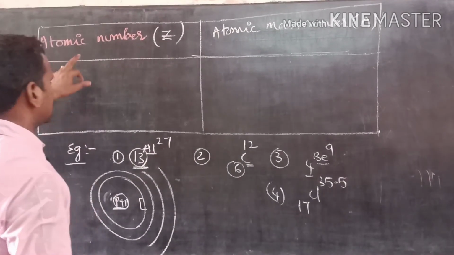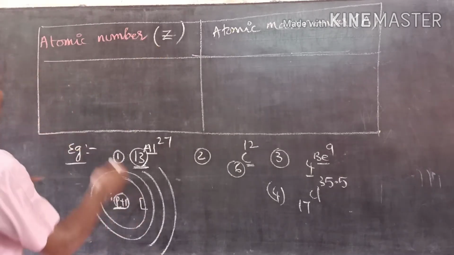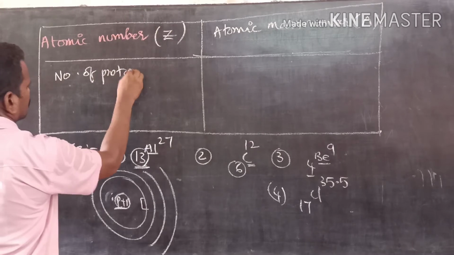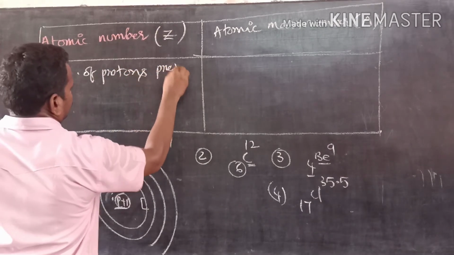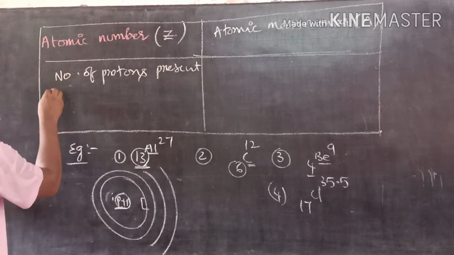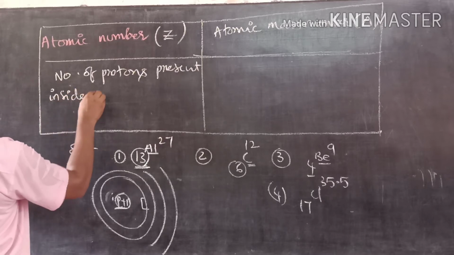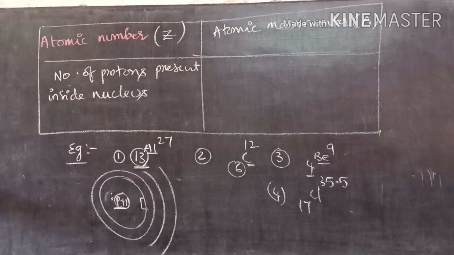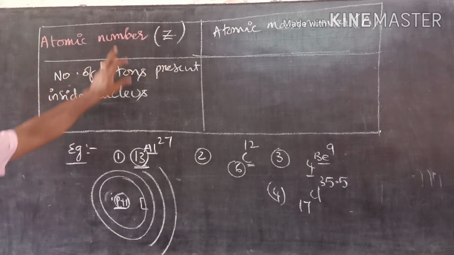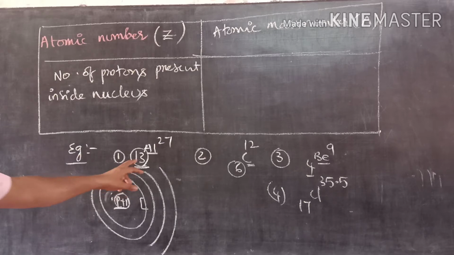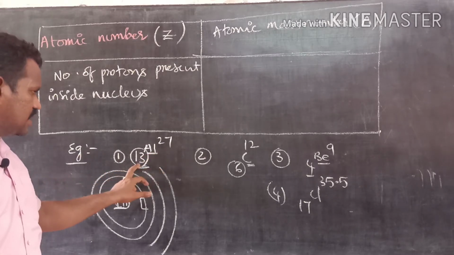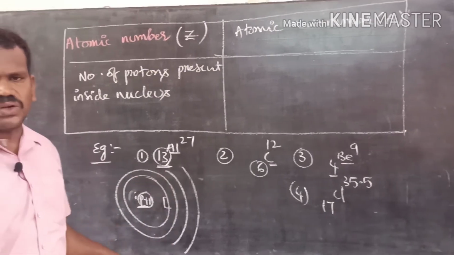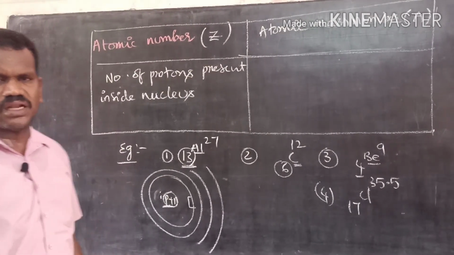This means atomic number Z indicates the number of protons present inside the nucleus. The number of protons present inside the nucleus is called atomic number. Here the atomic number of aluminum is 13. That means it contains 13 protons. We already know that as many protons as there are, that many electrons there are.